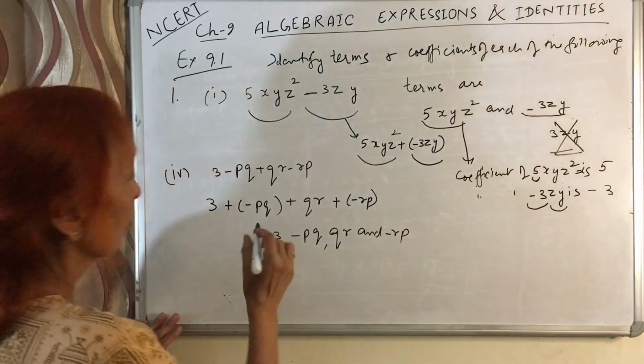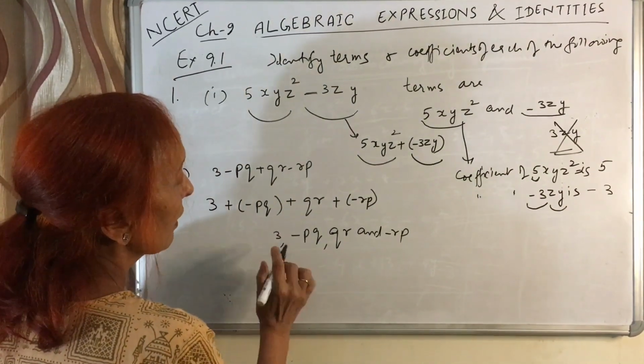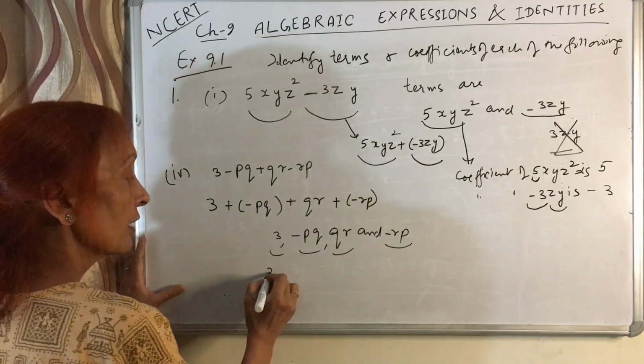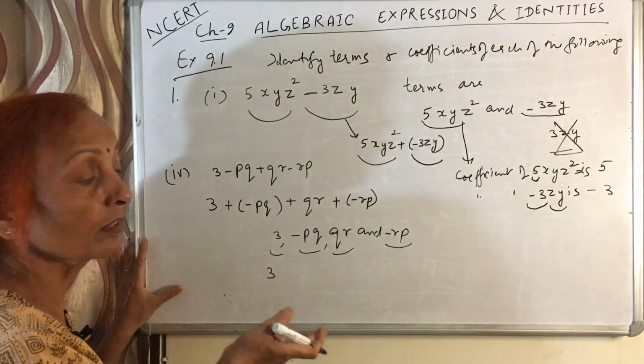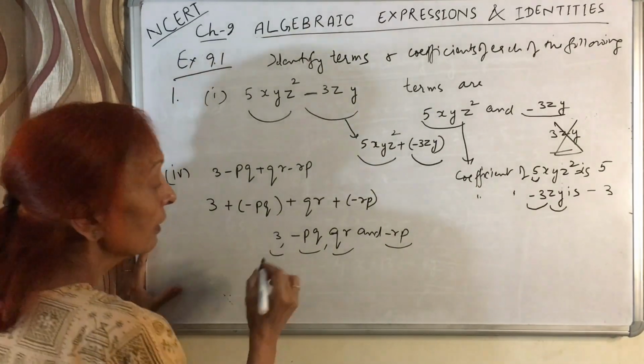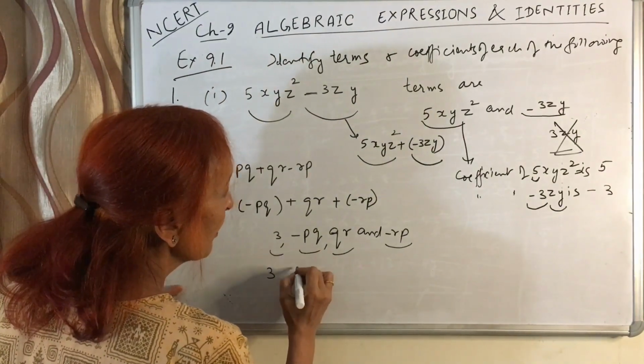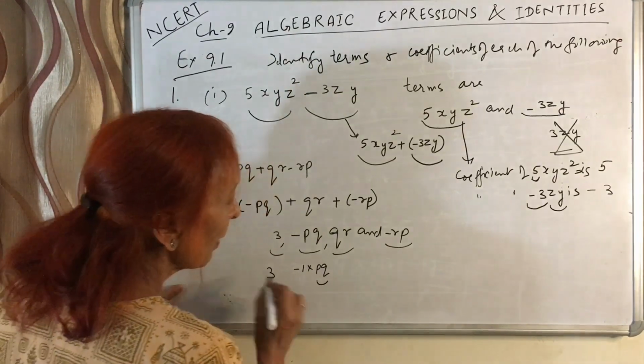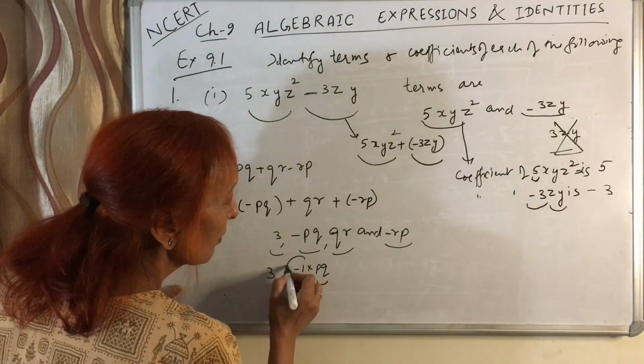Okay. Now, coefficient of, here there are 4 terms. Now coefficient of 3 is 3 itself, because this is the numerical part only. So this is the coefficient. Here I can write minus pq as minus 1 into pq. So this is the variable part. So coefficient is minus 1.